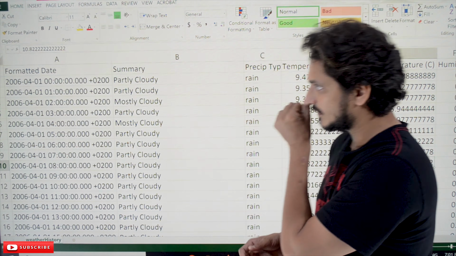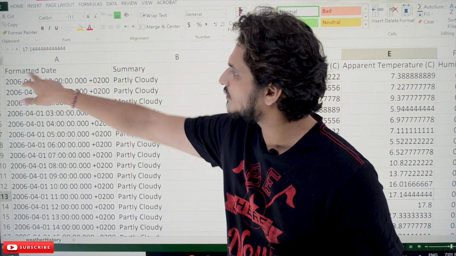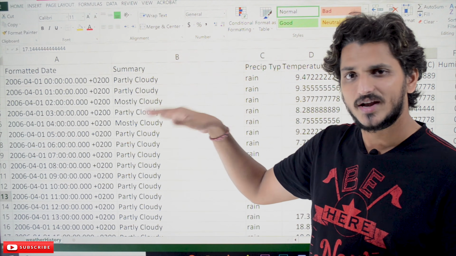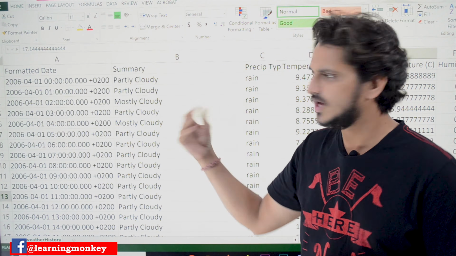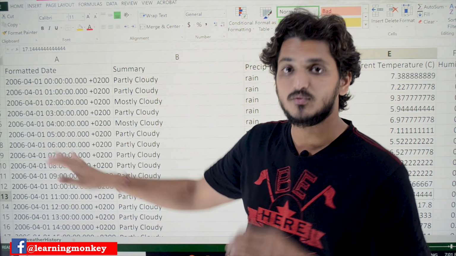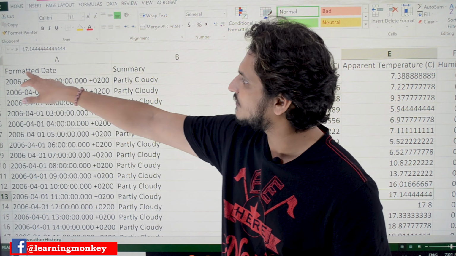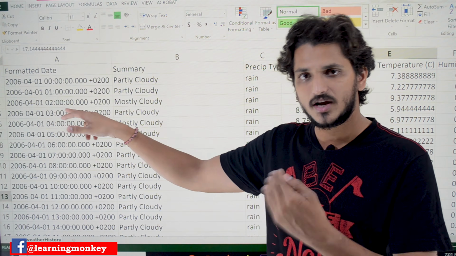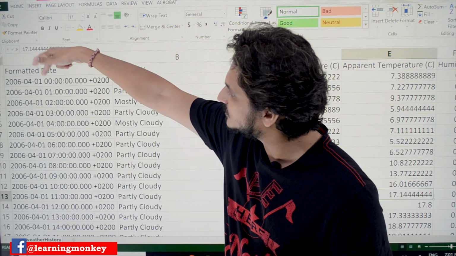Coming to today's class, the first column of the data set consists of formatted date. They have recorded some values. What they have recorded, we will understand soon. At what date and at what time they recorded those values is given as the formatted date. They have recorded those values for every 1 hour in the day. That is what this date is saying.